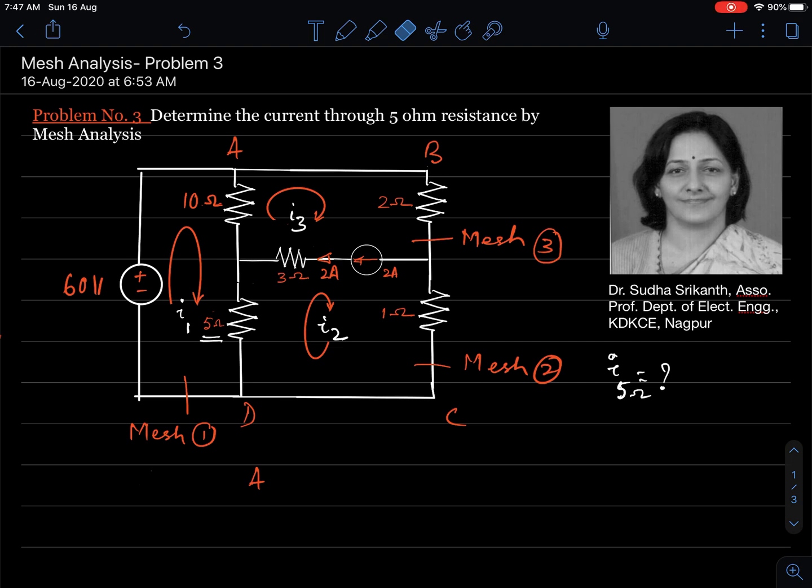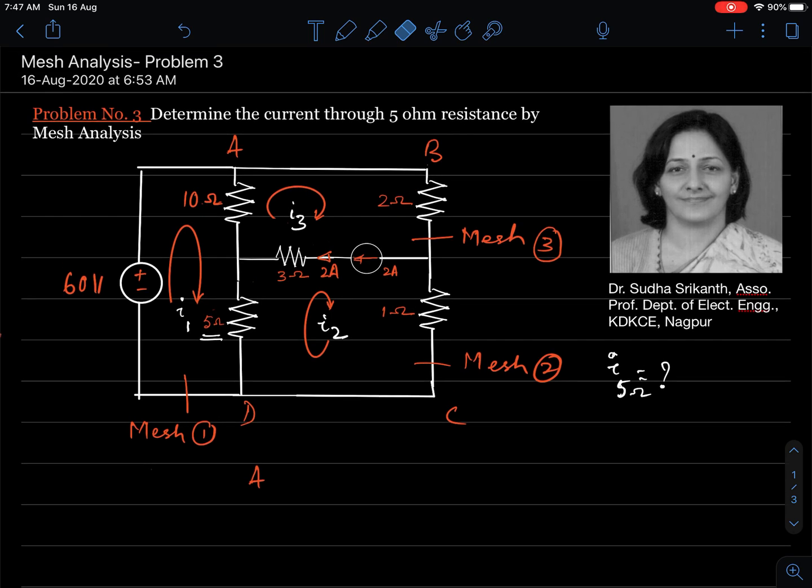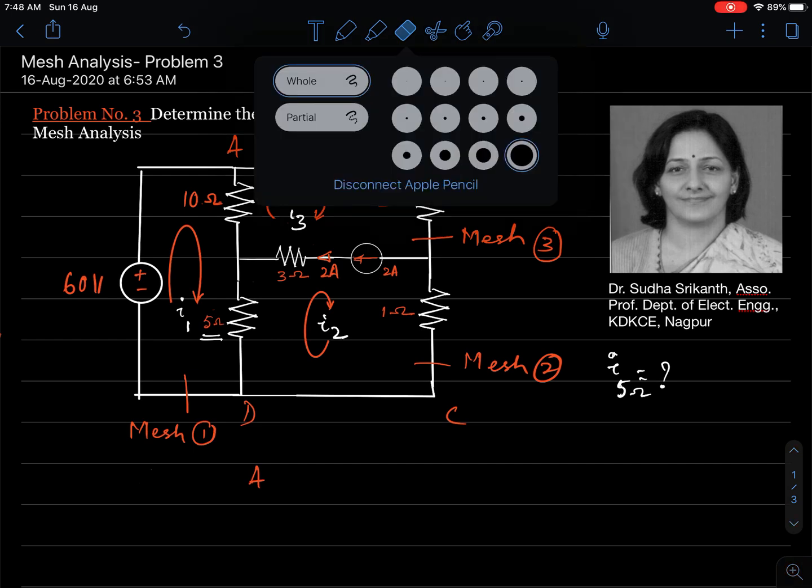This is the third problem in the series of problems on mesh analysis. As you can see, in this problem you are asked to find out the current through the 5 ohm resistance using the mesh analysis method. If the method is not mentioned, there are multiple ways of solving any given problem, and you would invariably always arrive at a unique solution. That is the best part of network analysis, or analysis for that matter. It results in a unique solution.